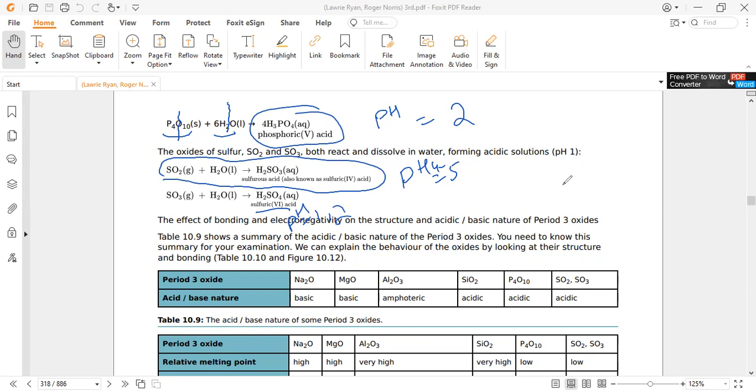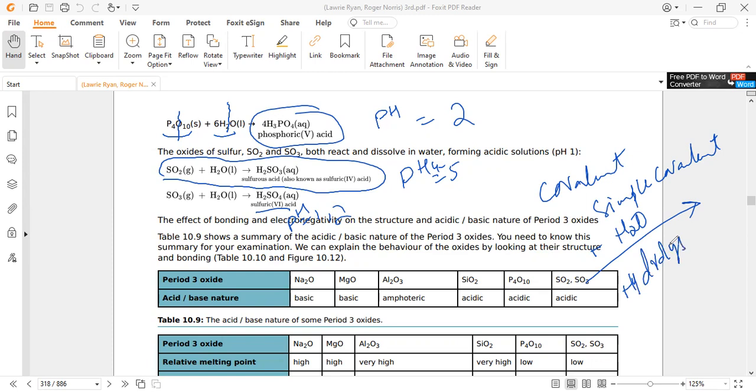The key point is that when the compound is covalent and its structure is simple covalent, the reaction with water readily occurs, and the type of reaction is called hydrolysis. In both cases of phosphorus oxide and sulfur oxide, either tri or dioxide, they readily produce a solution which contains H plus ions. And the more H plus ions present, the stronger the acid, meaning complete dissociation.